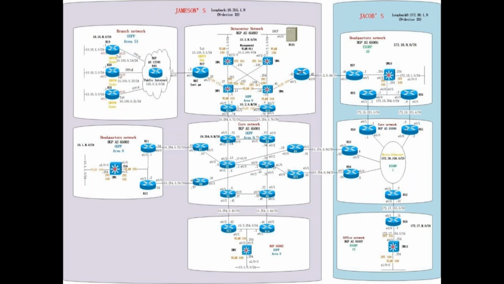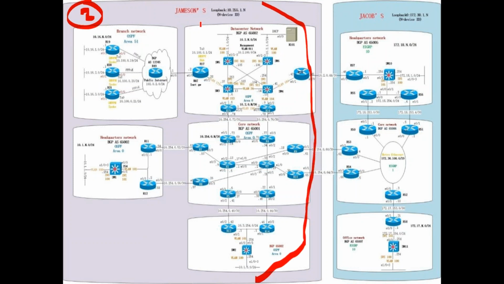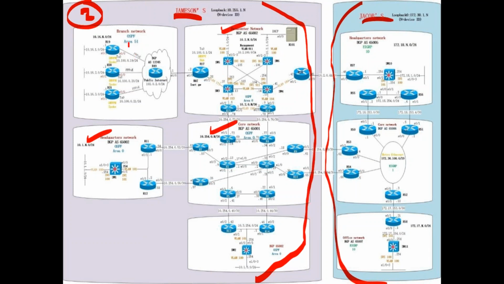Now this is the second active lab. The scenario which I'm showing you, it's a second active lab, and this lab has 2 main parts. On the left side, we have James network, and on the right side we have Jacob's network. If you talk about James network, we have a data center, we have a core network of James, we have a headquarters site, then we have certain branch networks, right? And of course, they will be all interconnected.